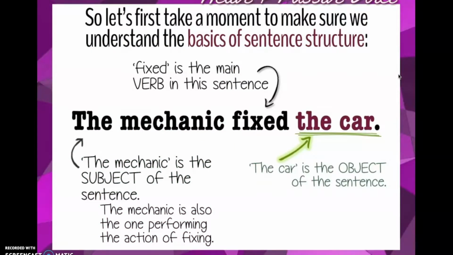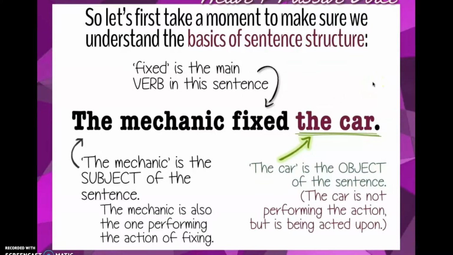The car is the object of the sentence. A direct object is the what after an action verb. So fixed is our action verb. What did he fix? The car. That makes it the direct object of fixed. The car is not performing the action, but it is being acted upon.